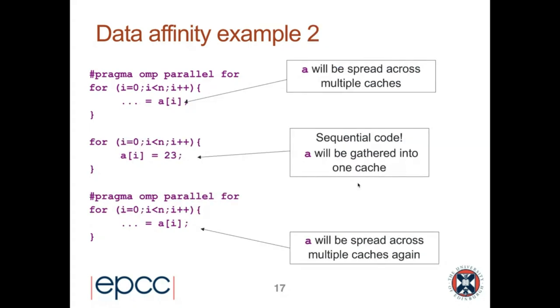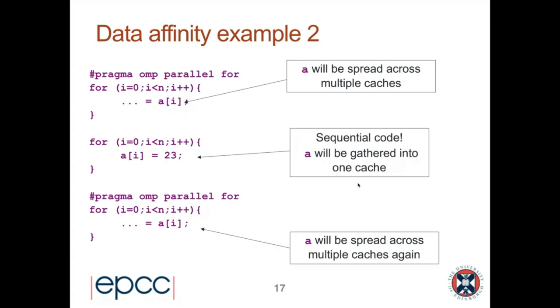So here's another example where the same kind of effect can occur. Now I've got three loops. The first loop and the third loop are the same, so that's two different executions of the same loop. That's a parallel loop, and inside it at some point it reads values of A, it reads A[I]. In between those parallel loops, we have a sequential loop which resets the values in A. Again, we may run this code and decide that the first and the third loops look expensive, so we're going to parallelize those. But the middle one doesn't account for very much of the execution time, so we decide to leave that one sequential.